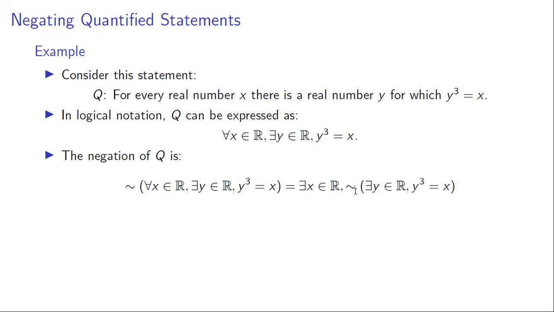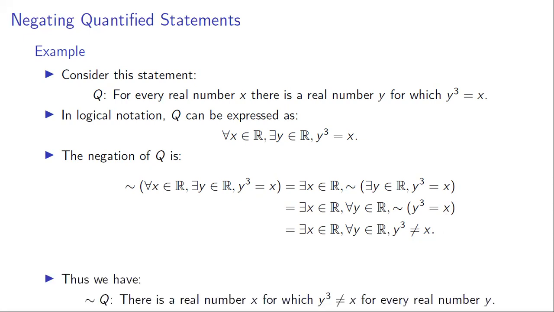So we have, sorry, there exists an x in R such that not there exists a y in R such that y cubed is equal to x. But now we can again apply the second rule from the previous slide. And we get this, right? So we have there exists an x in R such that for all y in R, not y cubed is equal to x, which we can rewrite like this: y cubed is not equal to x.